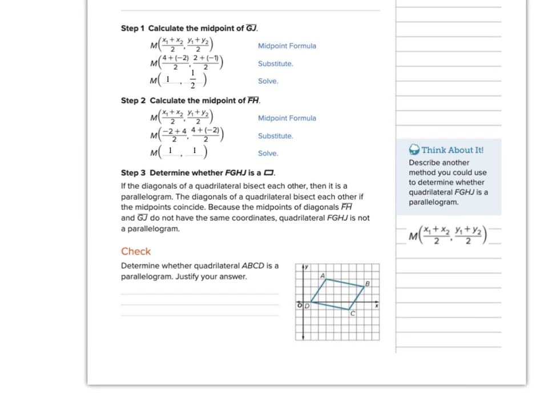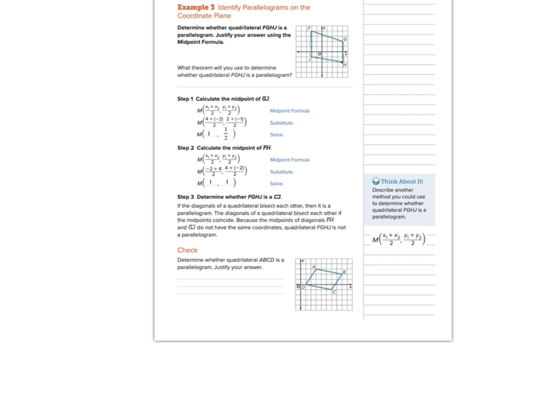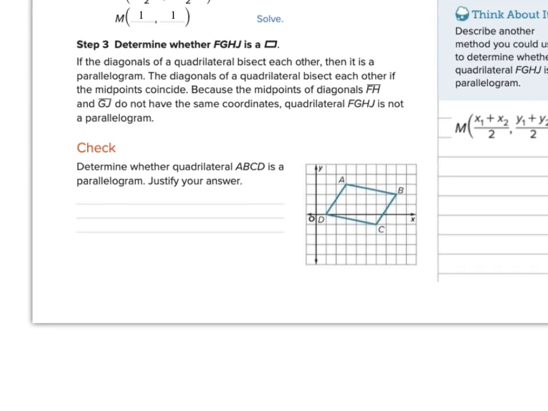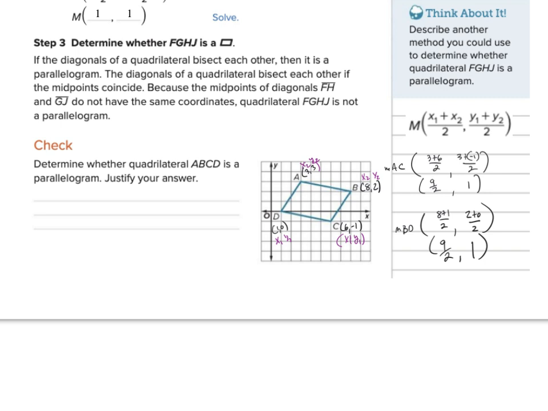This one, coming down here, we're going to use the midpoint formula to show that they bisect each other, because if they bisect each other, the midpoint should be the same values. So here, looking at this, determine if it's a quadrilateral. I was able to do the midpoint for AC and found that the midpoint was 9/2 and 1. And then when I did the midpoint for BD, I found that the midpoint was 9/2 and 1. Therefore, they intersect at the same location, so they bisect each other. So we know that it is therefore a quadrilateral.